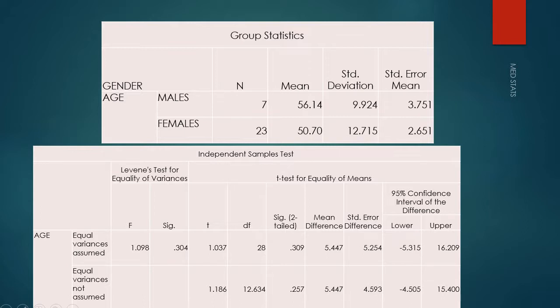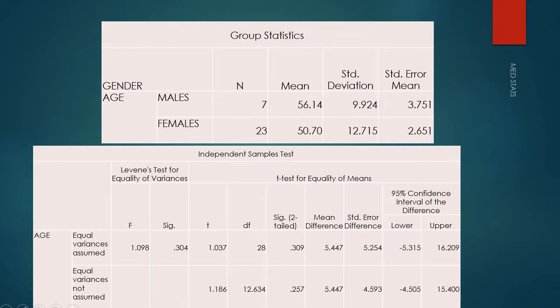Then coming to the independent sample t-test table, this table is mainly used to assess the p-value of the group statistics table. Here the p-value is given under the heading Significance two-tail. But there are two p-values here. One is 0.309, another p-value is 0.257. So in the second table we have two p-values. One is 0.309 and another one is 0.257. So which p-value should we assign to this group statistics? That is either 0.309 or 0.257.